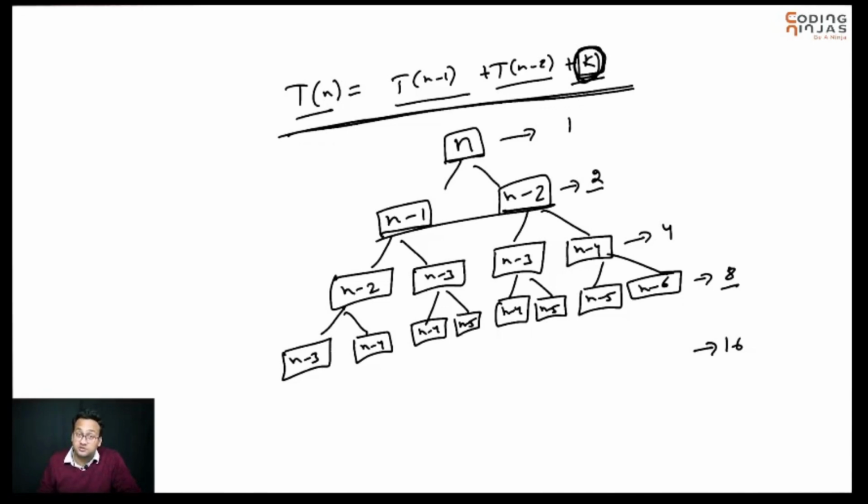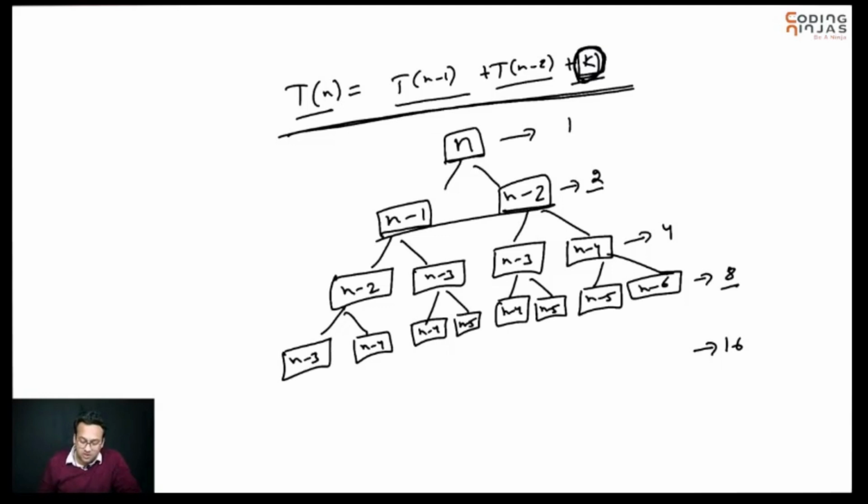a huge number of functions. In case of factorial, n was only calling n minus 1, right? Then n minus 2, then n minus 3. So you reached till 1, so you had n function calls. That's it. Here seems like we're doing a lot more function calls.